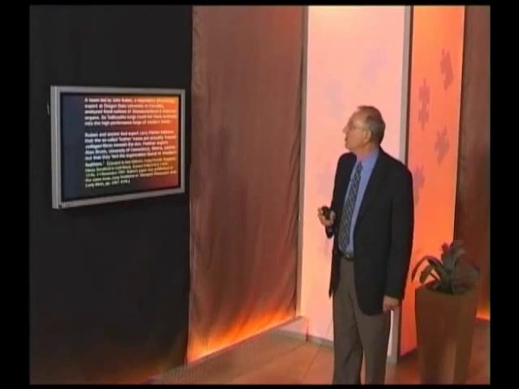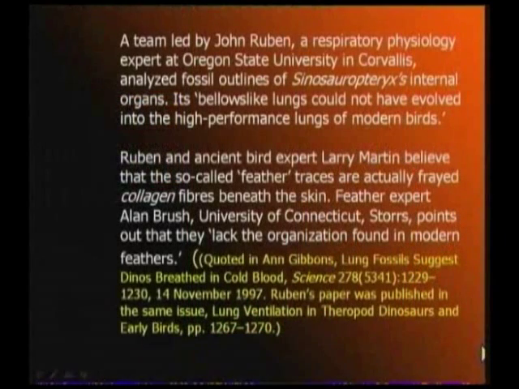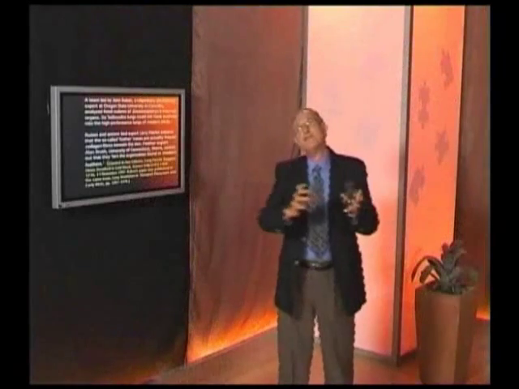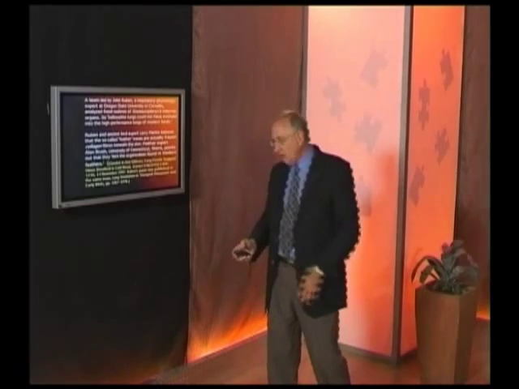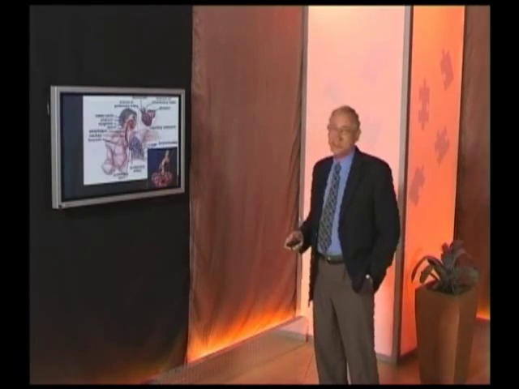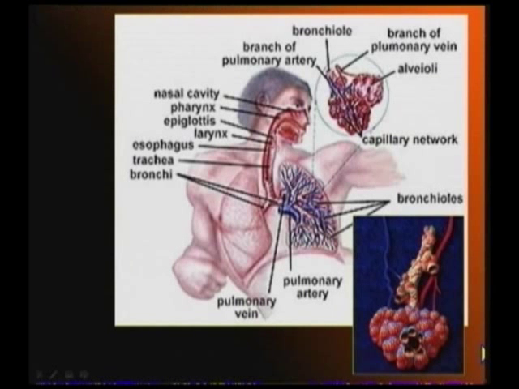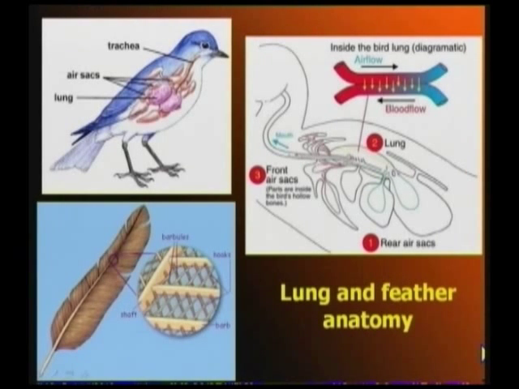Another team led by John Ruben, a respiratory physiologist at Oregon State University, looks at this creature, looks at the bellow-like lungs that you find in this intermediary fossil, and conjectures that it is impossible for this lung to have given rise to the very complex lung which you have in birds. For example, the lungs of mammals and reptiles are bellow-like. The air goes in and goes out through the same orifice. But when you come to birds, they have a through-flow lung, which makes it much more capable of absorbing oxygen.